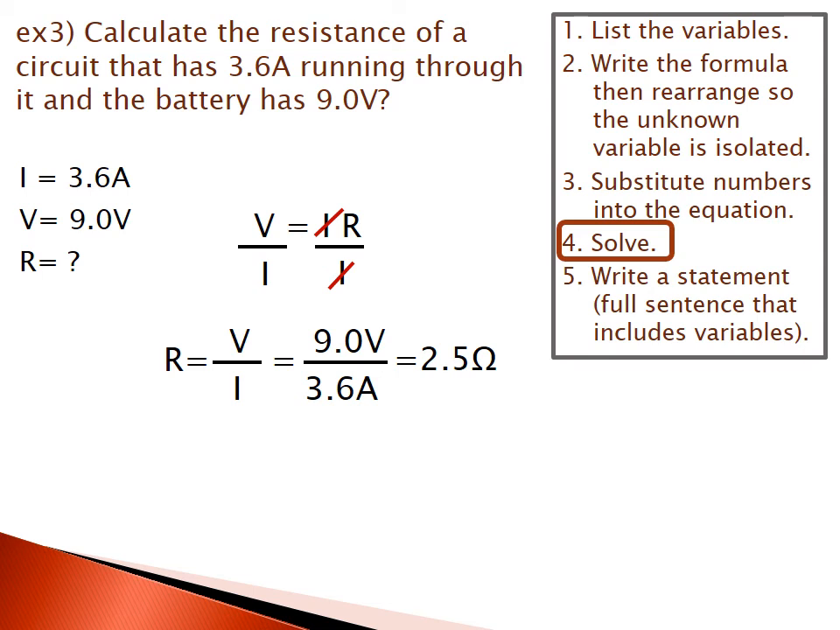Now make sure that you note every single time I have written a number, it is always followed by a unit. On the quiz, you have to make sure that every number that you write has a unit that follows that number. Now to finish off, I have to write a statement. So again, I'm going to try to think of some way to change that question into a statement. The resistance of a circuit that has 3.6 amps running through it and the battery has 9 volts is 2.5 ohms.